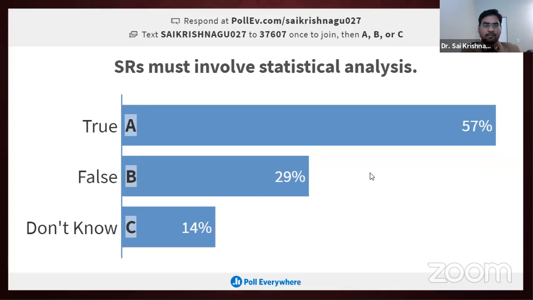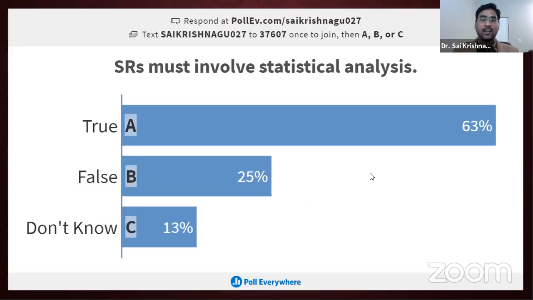Whatever it might be, the poll response suggests that most of the participants assume that systematic reviews must involve a statistical analysis, which is completely not true. It not necessarily should have a statistical analysis. If any systematic review includes a statistical analysis, then it is known as meta-analysis. I already told you earlier, a systematic review is a kind of qualitative assessment of evidence. And if you pool any sort of quantitative aspects in your study, then it is known as meta-analysis. So this statement is not true. If you have any questions, you can just contact me, or raise a question at the end of the presentation.